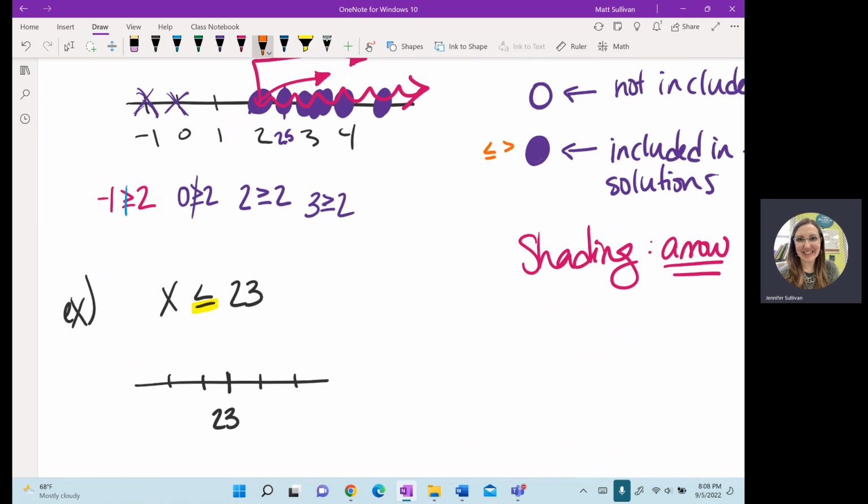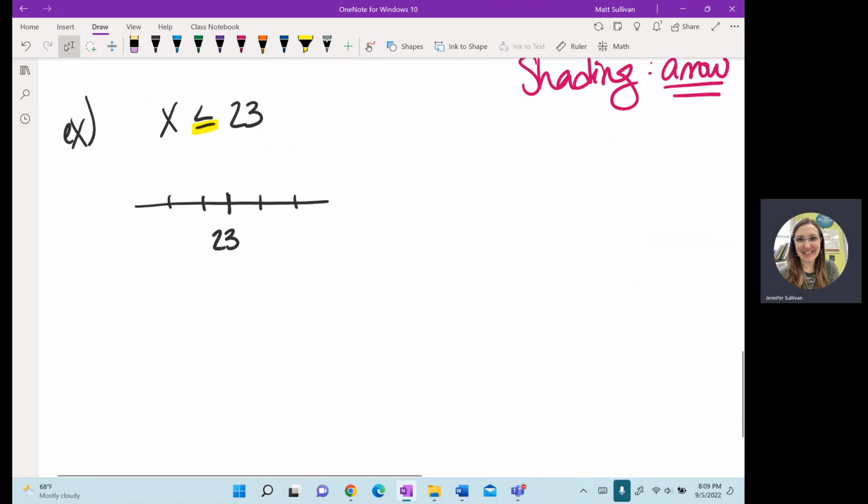So if I have the equal sign, I will have a closed circle. If the inequality does not have the equal sign, then I will use the open circle. So here, 23 is included in my solution. So because of the equal sign, we're going to put a closed circle.